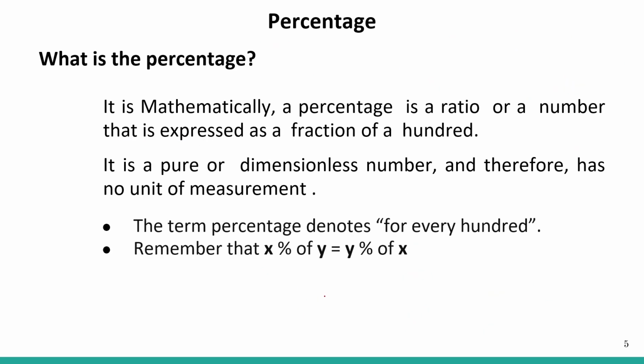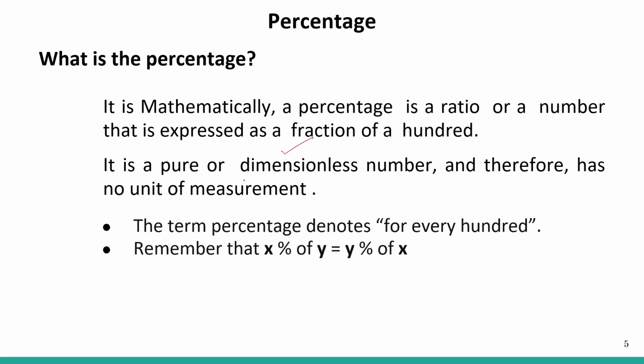So what is percentage? Mathematically, a percentage is a ratio or a number that is expressed as a fraction of 100. As we have already discussed, you consider the whole, and you express the amount you are counting or measuring as a fraction of 100. You put the whole as 100, and you have owned or are observing some part of it. You want to know, if the whole is 100, how much will be the part you have owned or observed. So it is a pure or dimensionless number.